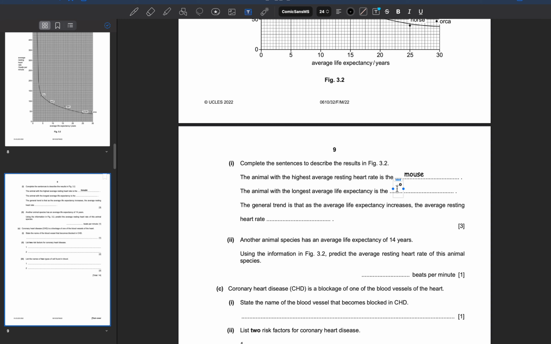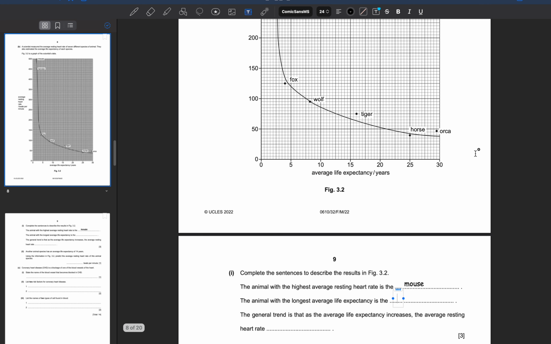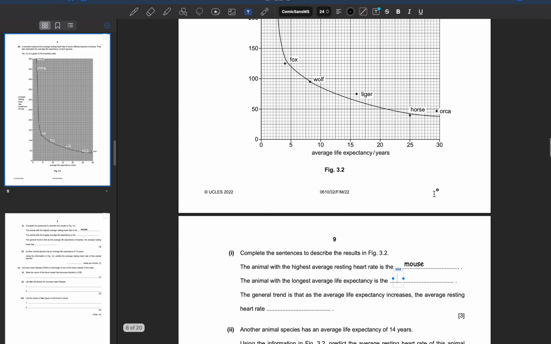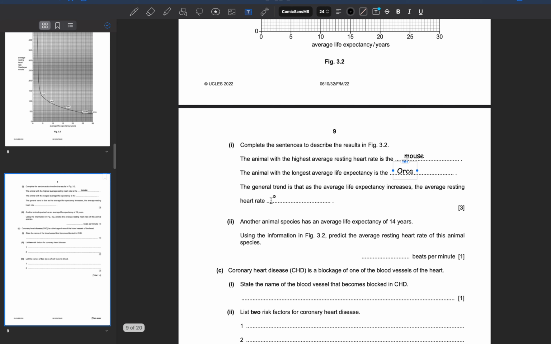The next one: the animal with the longest average life expectancy, which one has it? Of course, it's about 30 years or less than 30 years, which is the orca. The general trend is that as the average life expectancy increases, the average resting heart rate is... So we have to know the general trend.